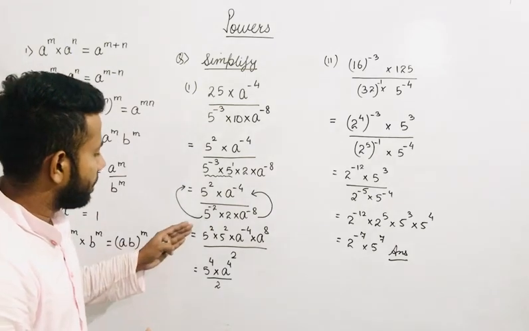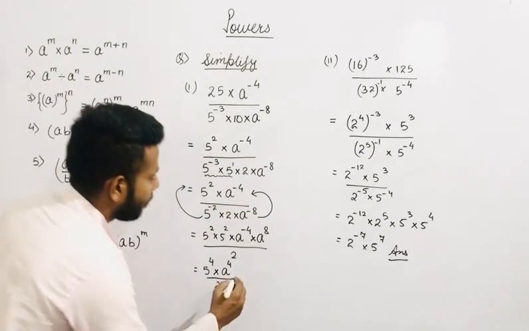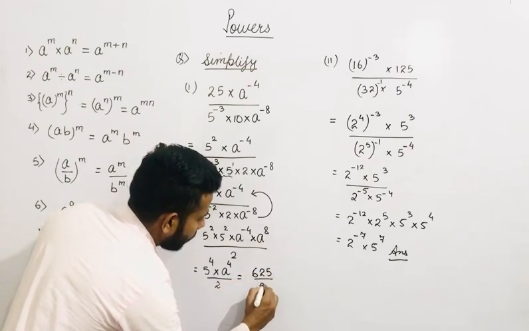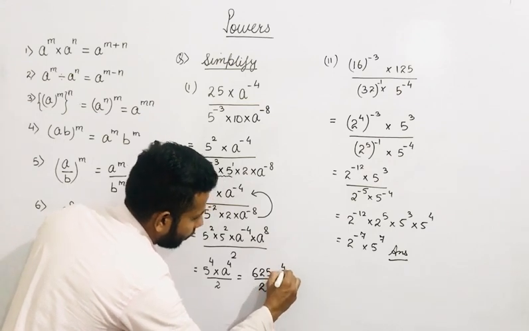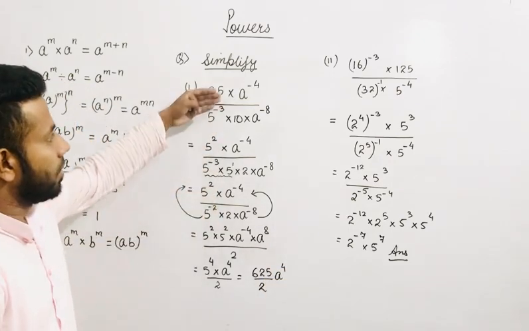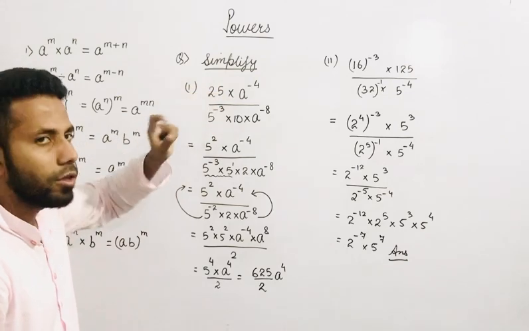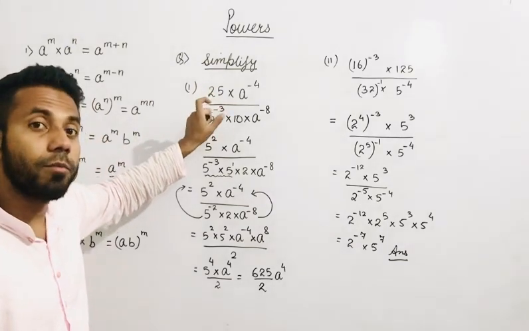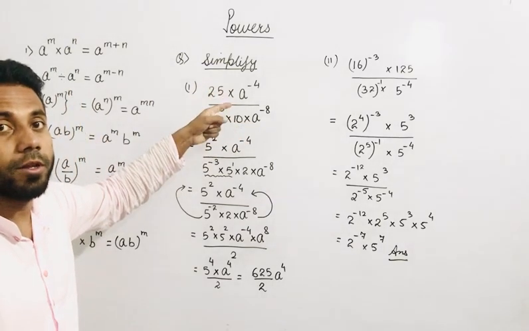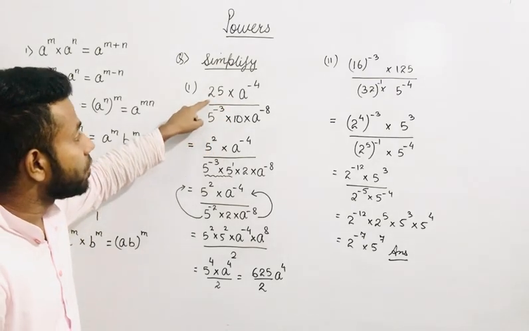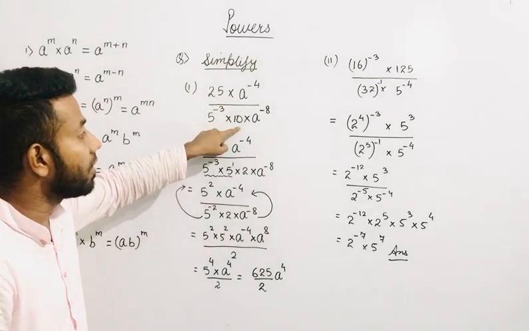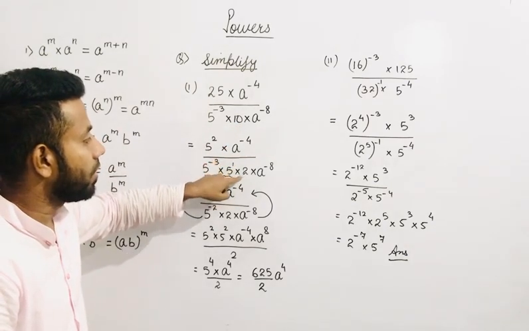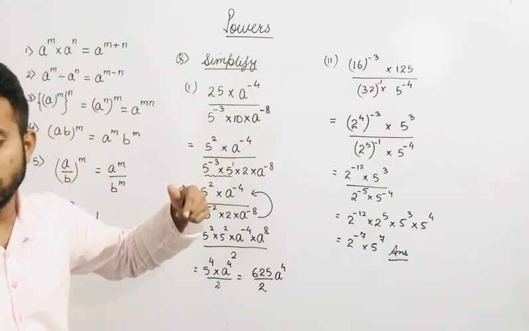This is 625. Even if you simplify it, it becomes 625 by 2 into a to the power 4. This is your answer. So if you have any confusion, the basic thing is converting the numbers in the form of a common base. Like I have changed 25 in the base 5. I have changed 10 in the form of 5 into 2. Like base is 5 here, it is 5 to the power 1, it is 2 to the power 1. So converting bases in a common form.